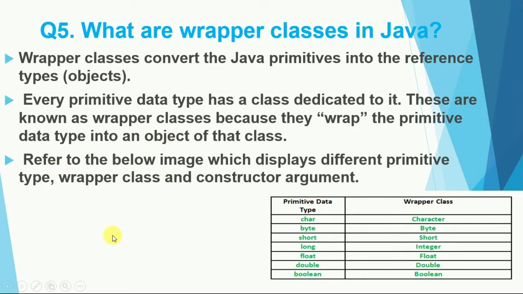So for wrapper classes, we have different data types in Java, and each primitive data type has a class dedicated to it, and those particular classes are called wrapper classes. Okay, so I hope you understood.